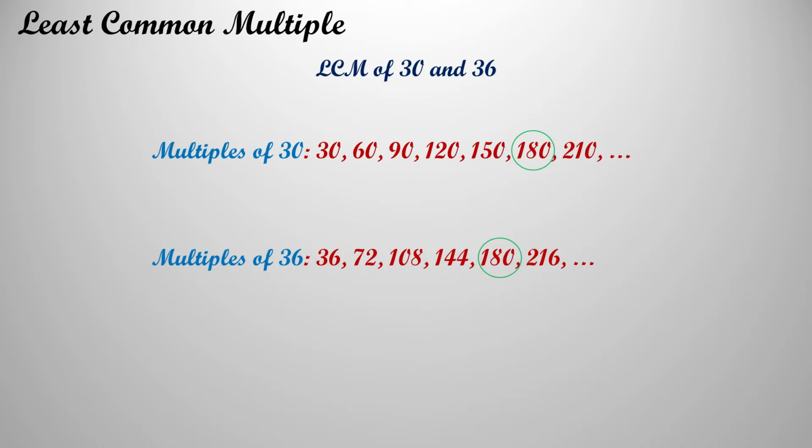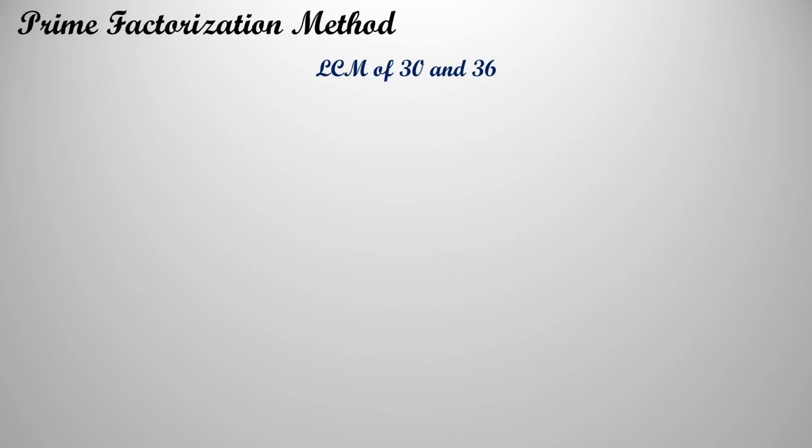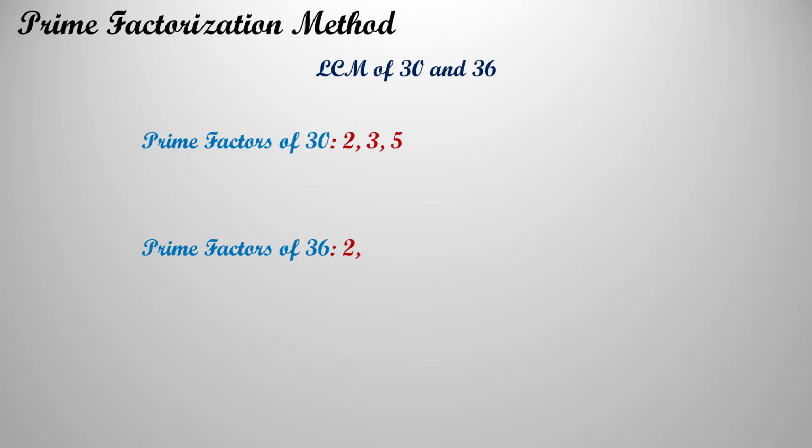This is a long, meandering process. You don't have to go through that. There has to be some easier way. And yes, there is one. It's called the prime factorization method. So what you need to do right now is make prime factors of the first number. That is 30. Prime factors of 30 are 2 into 3 into 5. And for 36, it's 2 into 2 into 3 into 3.